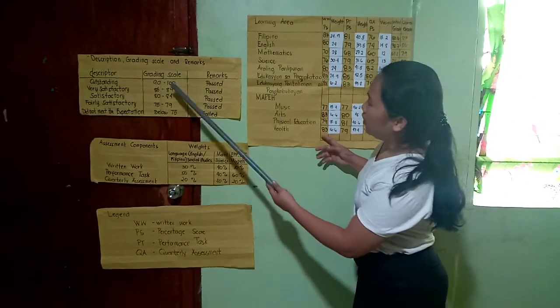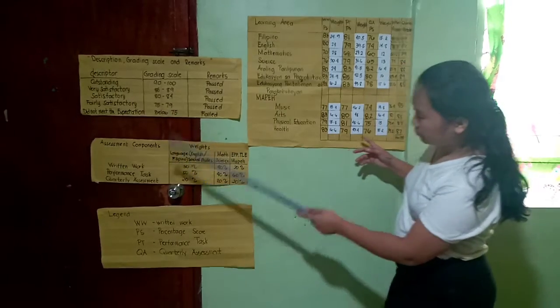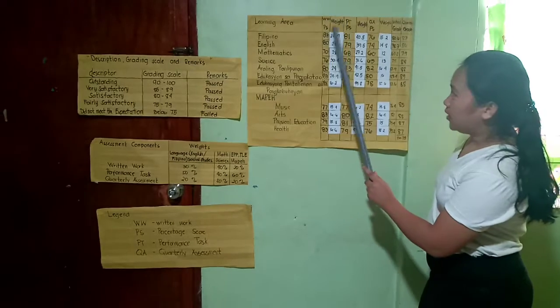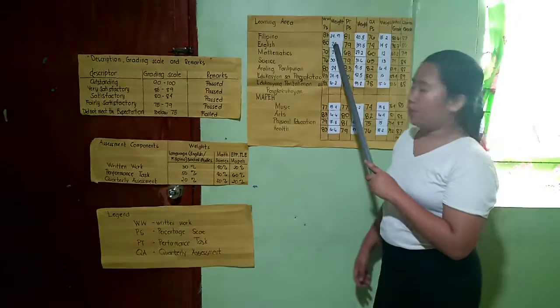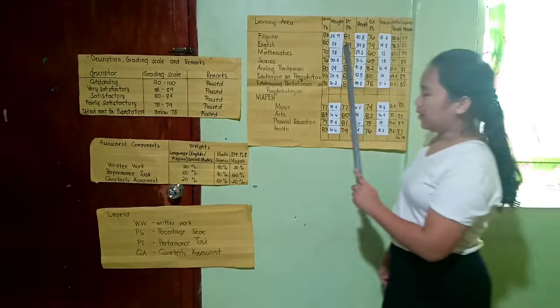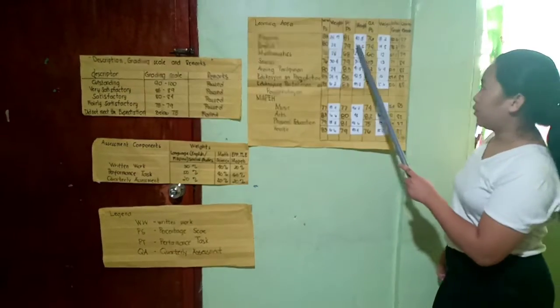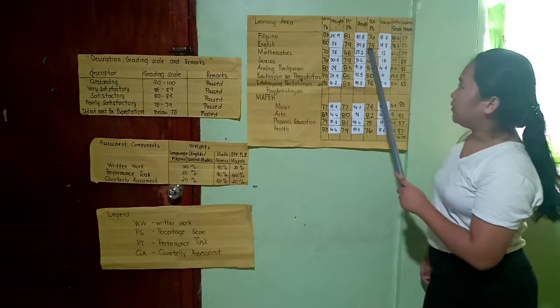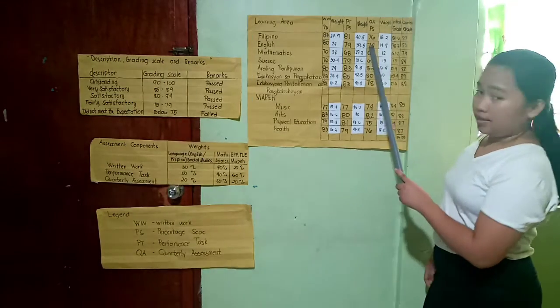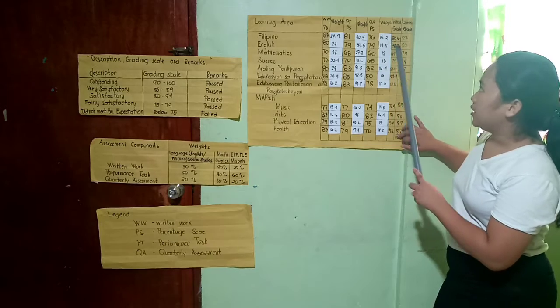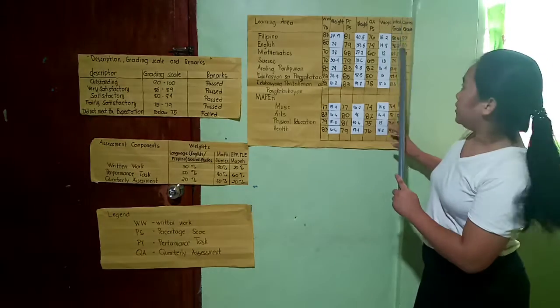So we're going to, in written work, times 80 times 30% is equals to 24. In performance task, 79 times 50 is equals to 39.5. And quarterly assessment, 74 times 20% is 14.8. So the initial grade is 78.3. So the quarterly grade is 86.